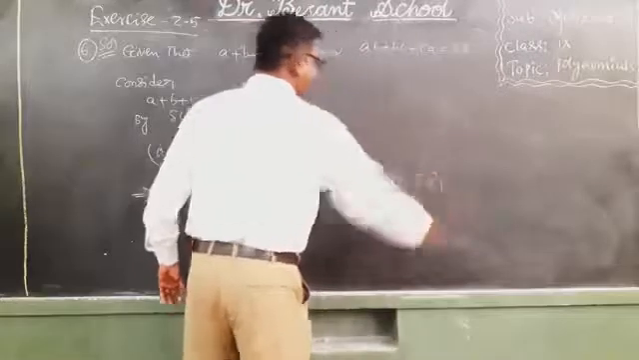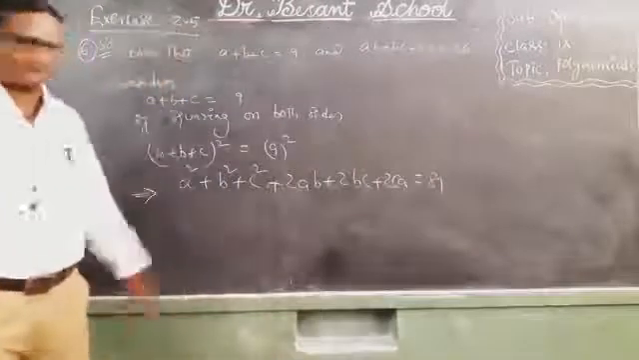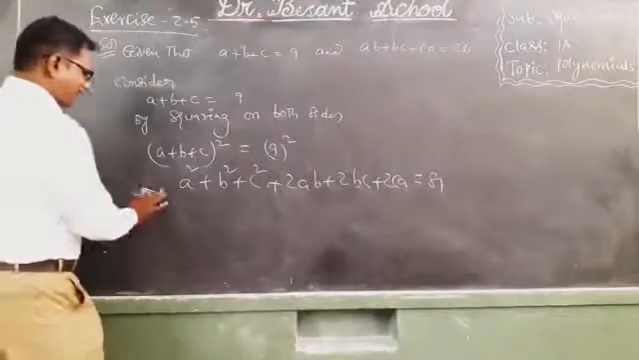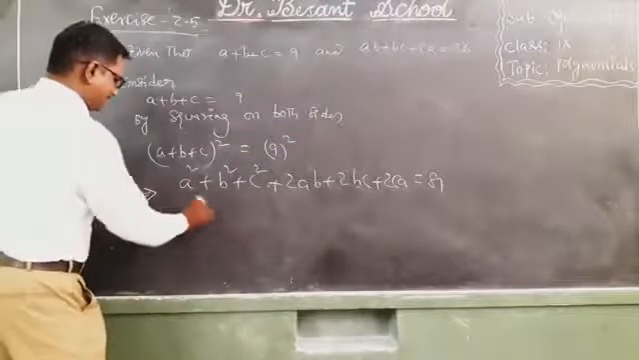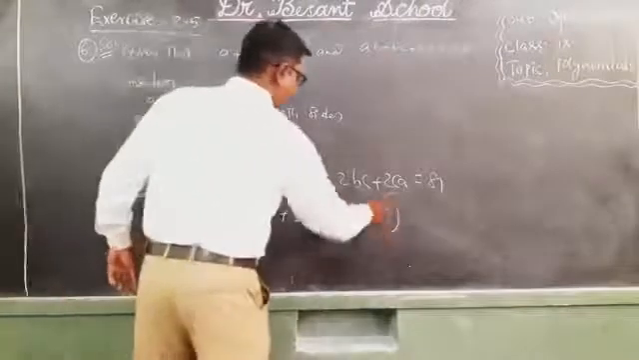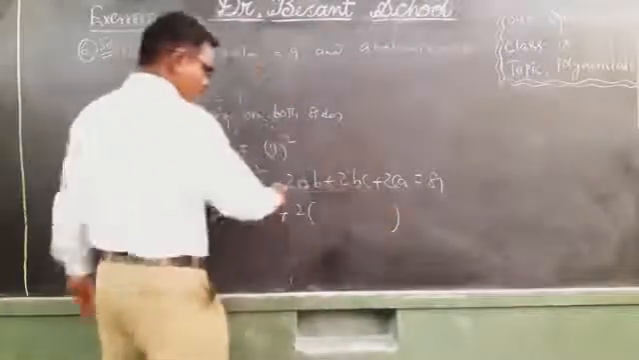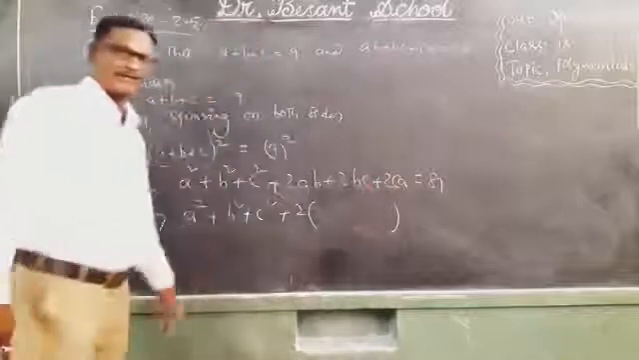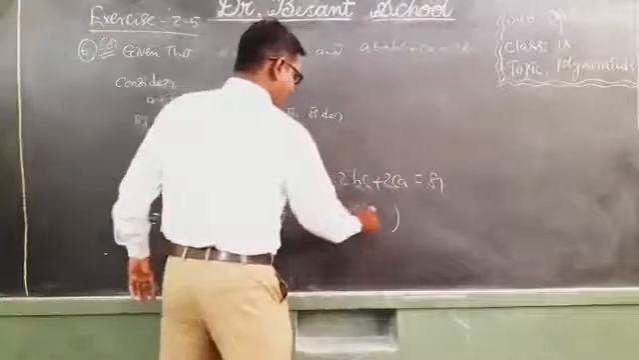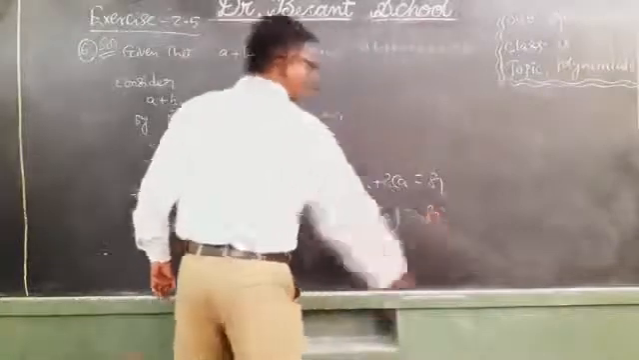Right side 81. Can you say how we got 81? That's it. 9 square is 81. So now it can also be written as a square plus b square plus c square plus 2, we can take common from all these three terms. So 2 is there, 2 is there, 2 is there. I have taken out 2 as a common. Still we have (ab plus bc plus ca) equals 81.